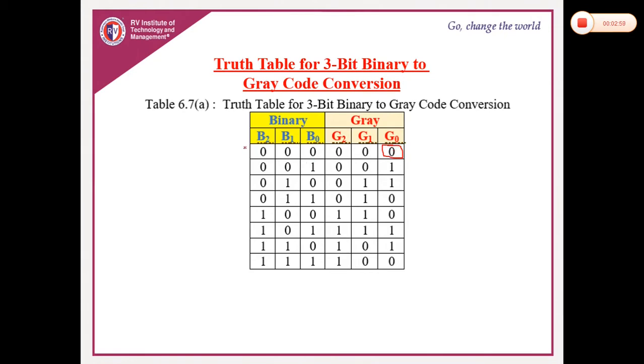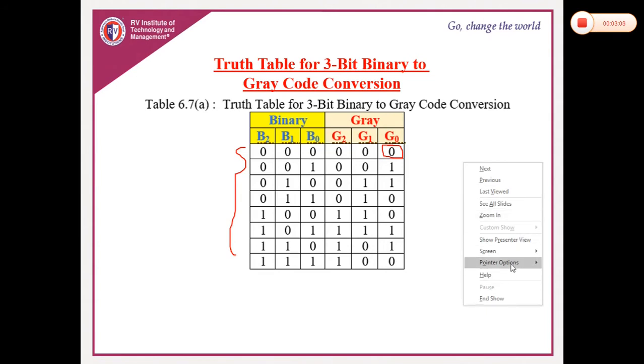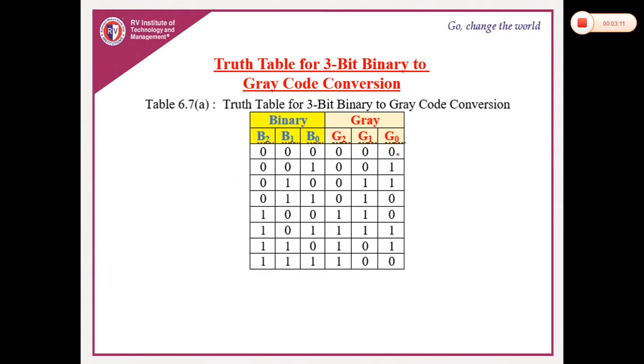For 3-bit binary input, we have 8 combinations, 0 to 7, that is 0, 0, 0 to 1, 1, 1. For the 0, 0, 0 combination, you are getting 0, 0, 0 using that concept. Similarly for 0, 0, 1, how to get this gray code? First, in order to get this bit, you have to XOR between this and this. So 0, 1, it is 1.